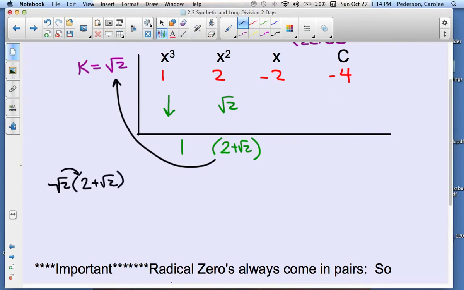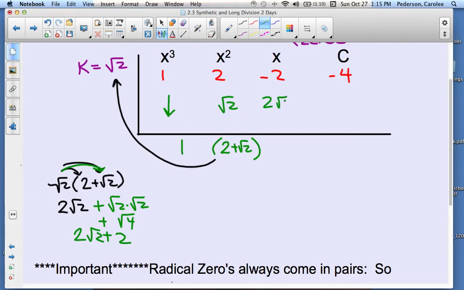We're going to distribute in. Square root of 2 times 2 is 2 square roots of 2, plus square root of 2 times square root of 2, which is square root of 4, which is 2. So we have 2 square roots of 2 plus 2. When we add this column here, those two negative 2 and positive 2 cancel out. So we're left with 2 square roots of 2.